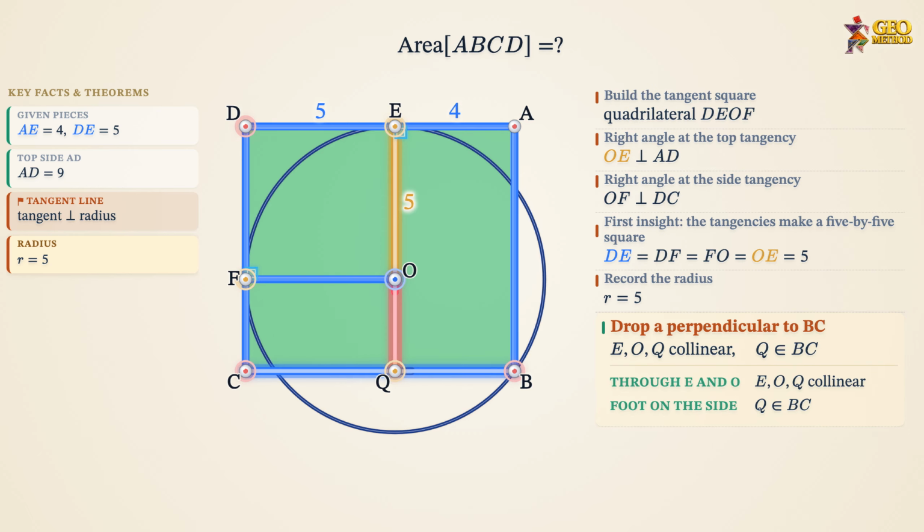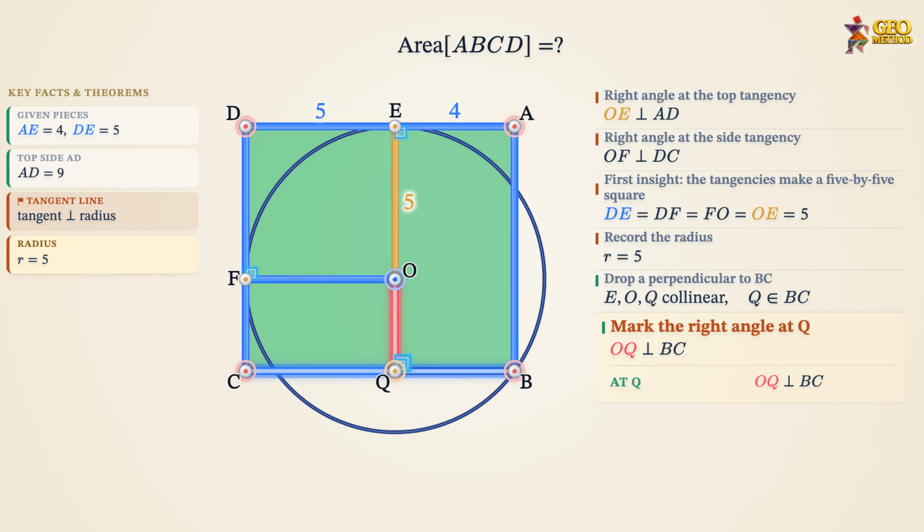Extend segment EO through the center until it meets the opposite side BC at Q, and draw segment OQ. This gives the vertical leg of the right triangle we will solve. Because the top and bottom sides of a rectangle are parallel, the line perpendicular to segment AD is also perpendicular to segment BC. The right angle marker at Q records that fact.